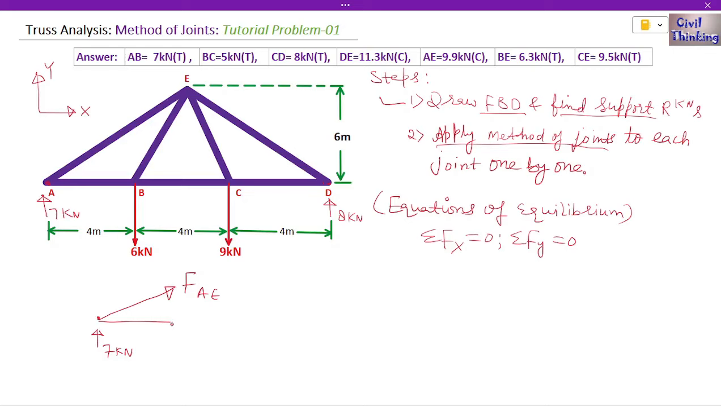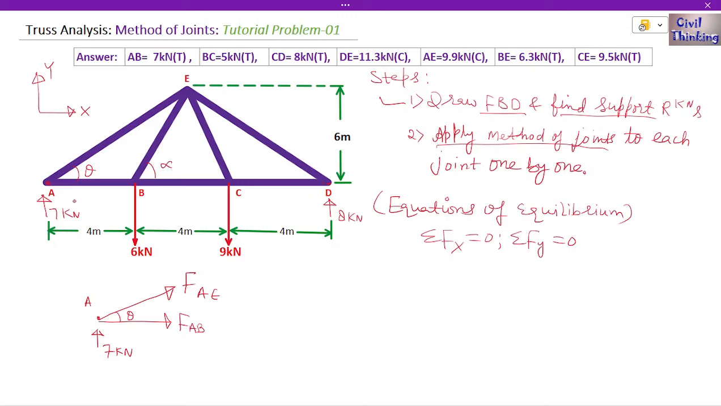Okay, so we will also represent it with a tensile, outward arrow, and this is force in AB. And we have some angle here, theta. Now before applying the equations of equilibrium at this joint A, let's first find this angle theta. When we apply the method of joints at joint B, we also need this angle. Let us call this angle alpha.